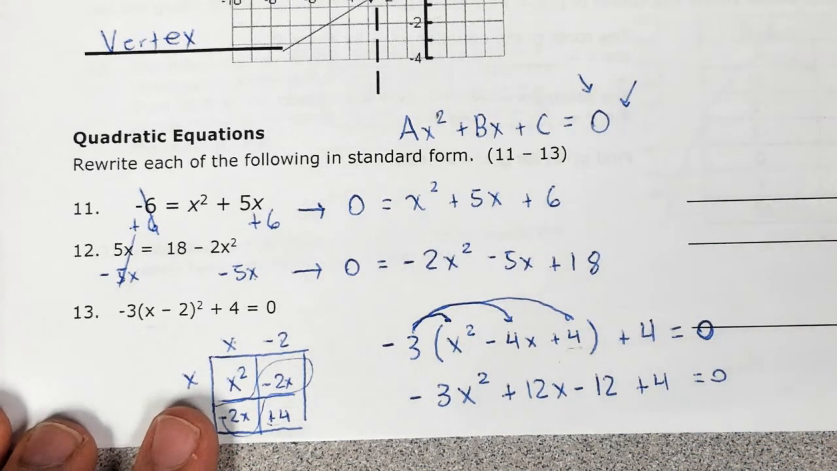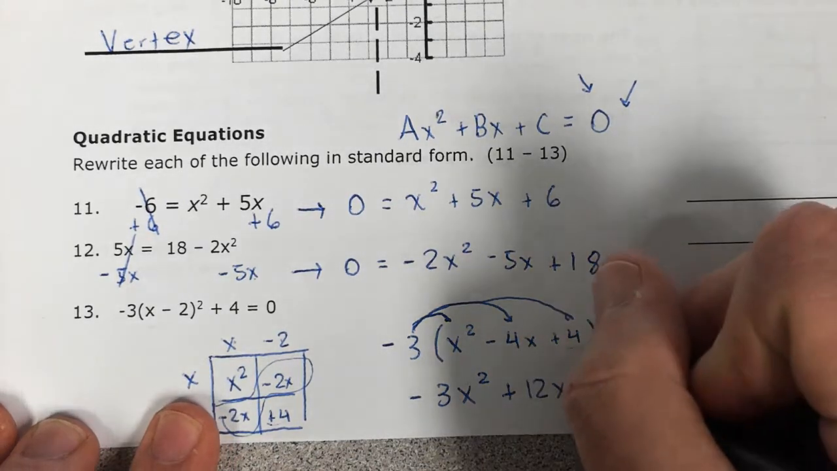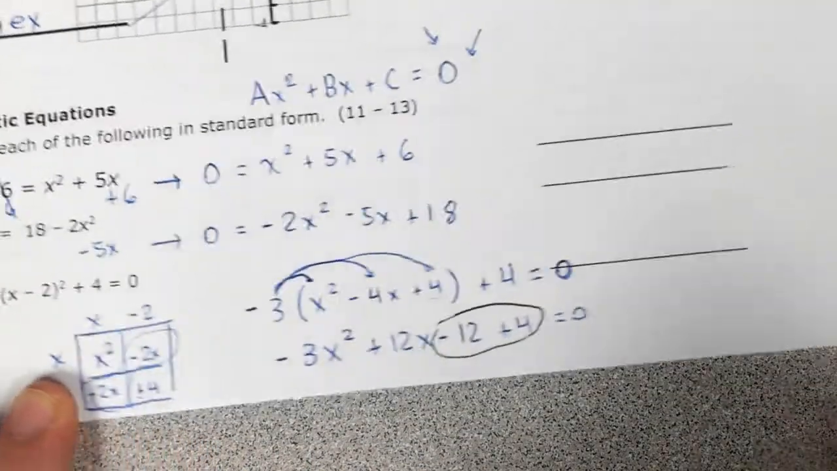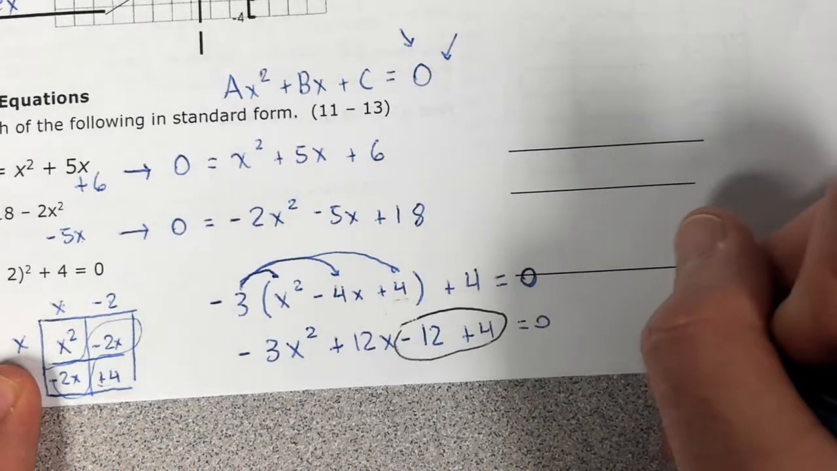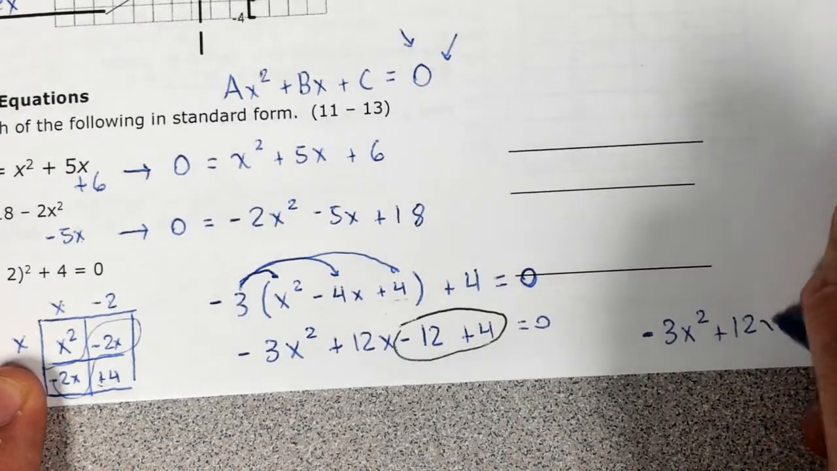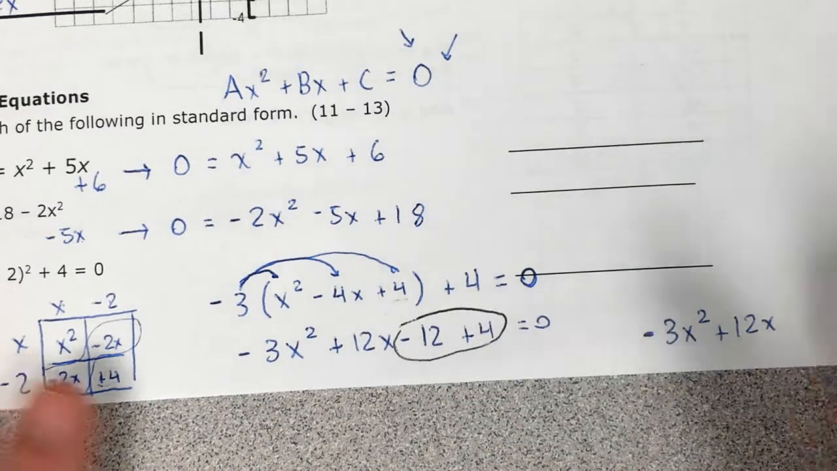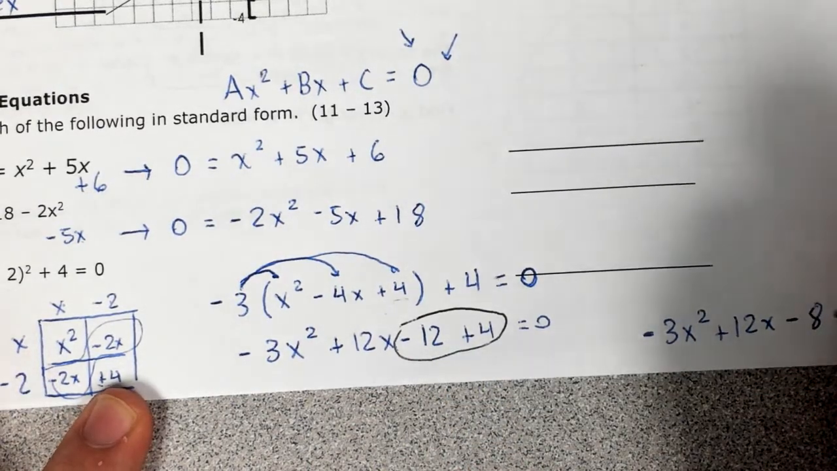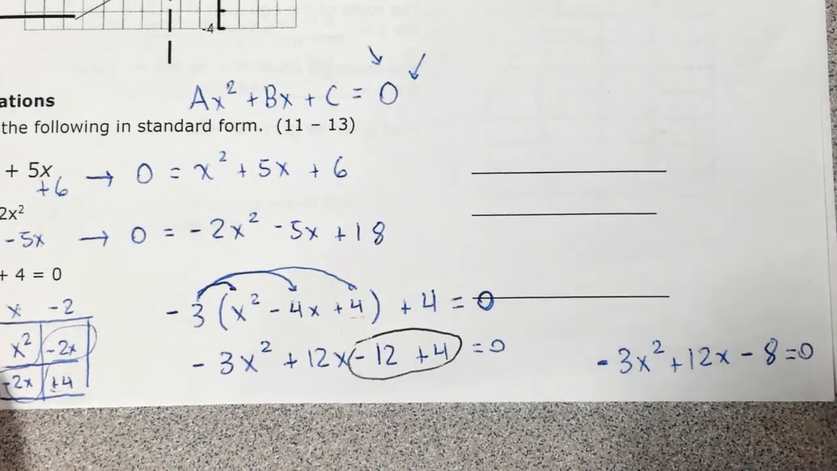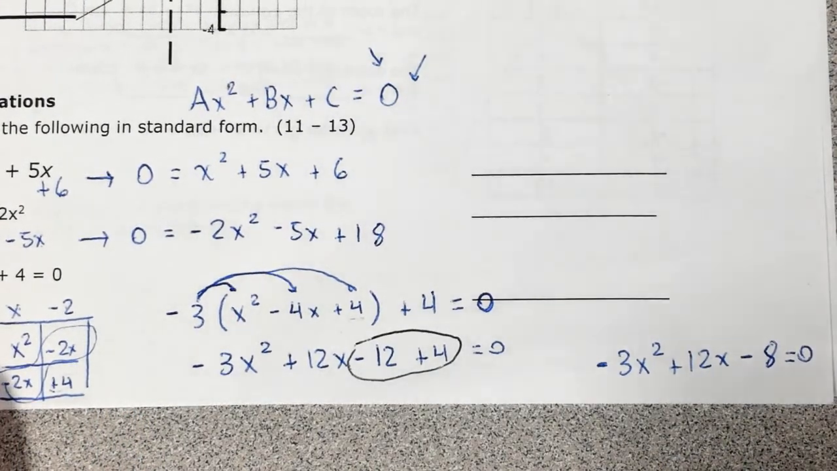And then finally, I can combine these last two terms over here. So I get, drum roll please, negative 3x squared plus 12x, negative 12 plus 4, minus 8 is equal to 0. That is my final standard form. All right, we're cruising. Next page.